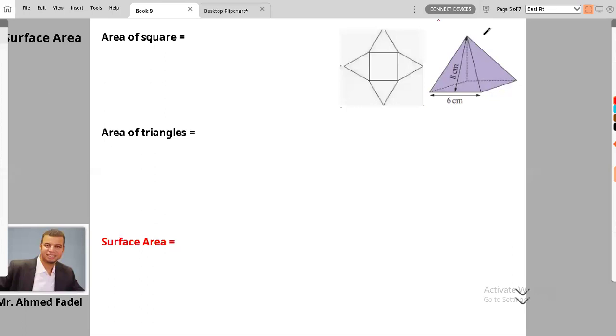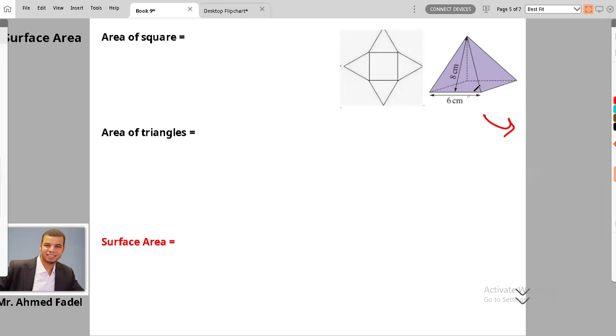And in today's video, we're going to have a look at how to find the surface area. All right, the first shape that we're going to have a look at is a square-based pyramid, as you see. This one over here is a square-based pyramid. Okay, so how many faces does it have?